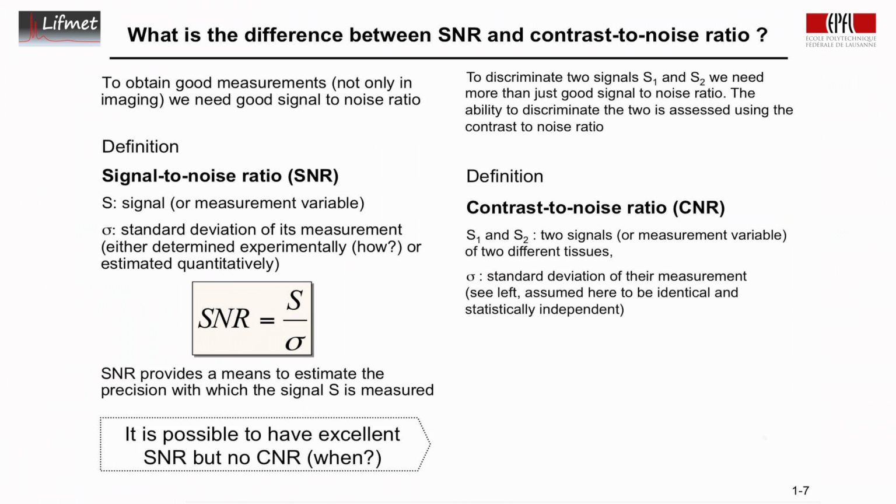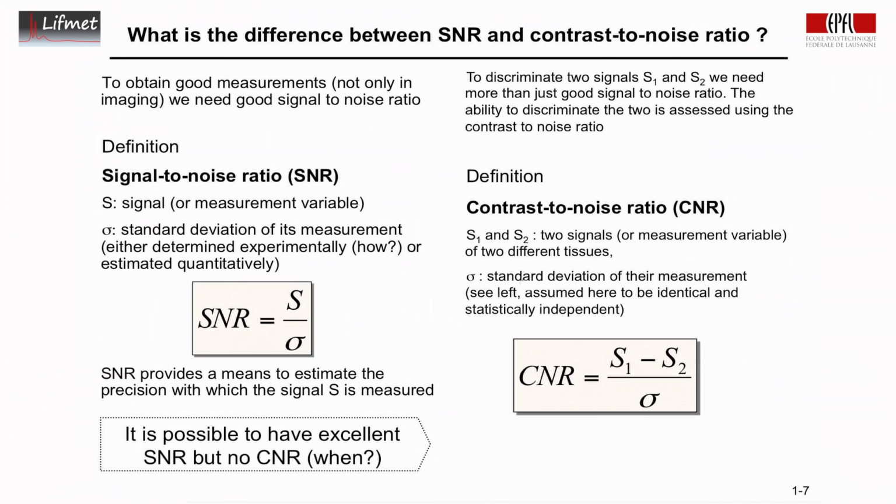We'll introduce here again the standard deviation, like on the left here for the signal-to-noise ratio. And we'll assume now for S1 and S2, those two voxels that we want to distinguish, that they have the same standard deviation. So the sigma is the same, and the noise is statistically independent. That's what we assume. And so then we define the contrast-to-noise ratio as the difference in the two signals divided by the standard deviation of the noise.